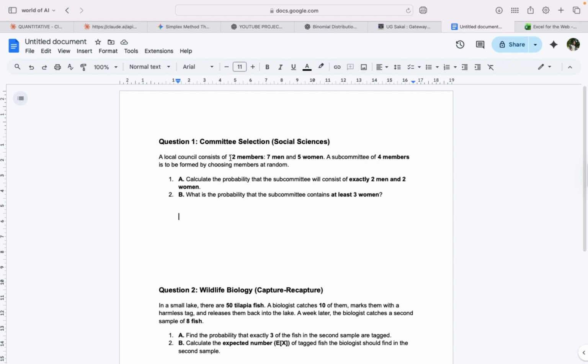So the council consists of 12 members, and out of these 12 members, they said 7 are men and 5 are women. So a committee of 4 members is to be formed by choosing members at random. So we should calculate the probability that the committee will consist of 2 men and 2 women. So let's write our solution here.